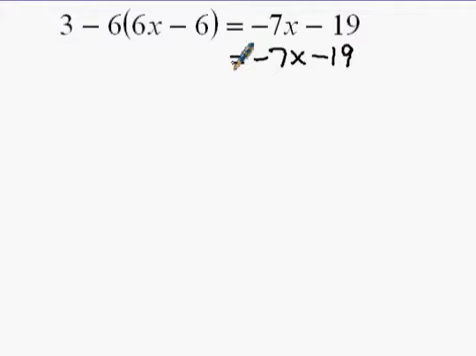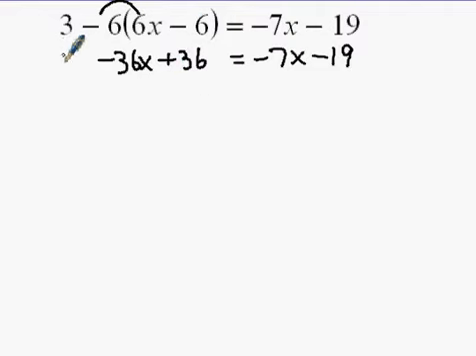The left side has that 3 out front and then a minus 6 times 6x minus 6. Let's consider this minus 6 a negative 6. And we'll multiply that negative 6 by each thing inside the parentheses. So negative 6 times 6x gets us negative 36x. And negative 6 times another negative 6 gives you plus 36. The reason I wanted to show this to you is a lot of people forget to write plus here. They forget about the negative times a negative. So don't forget that plus sign there.